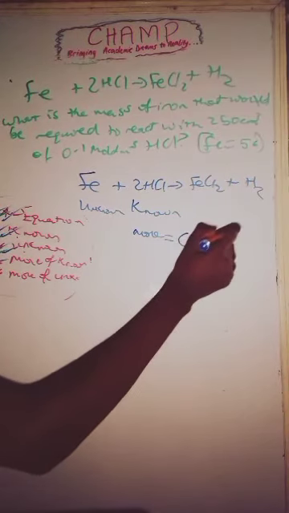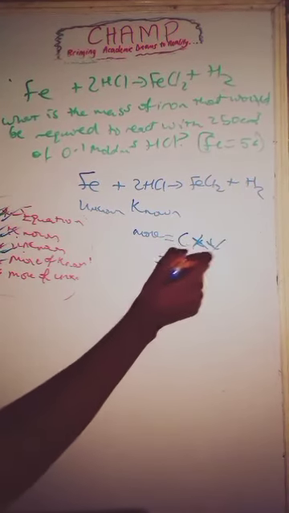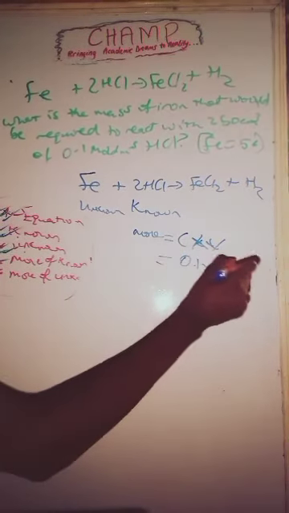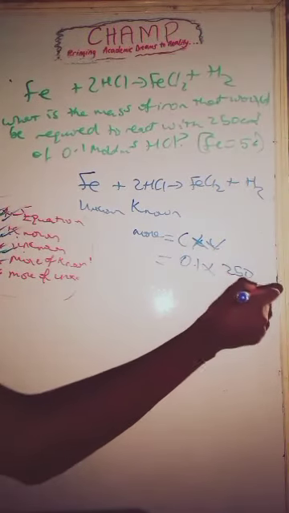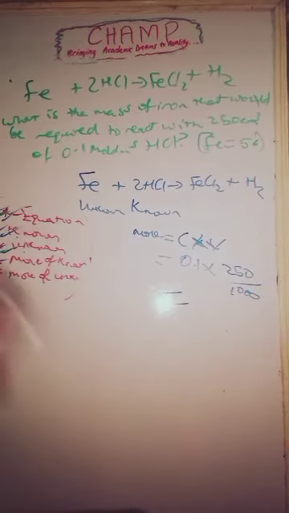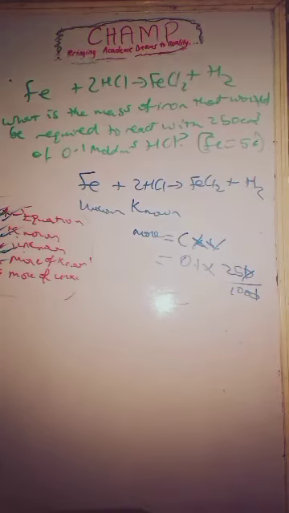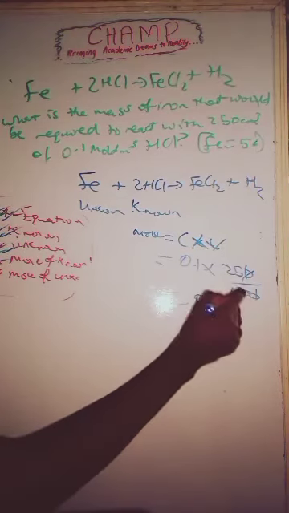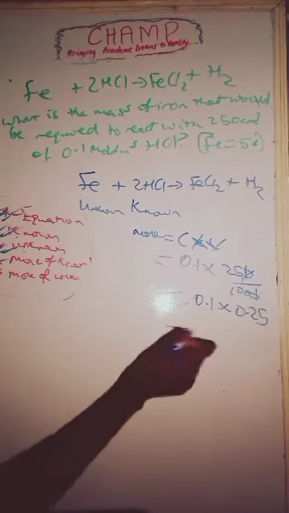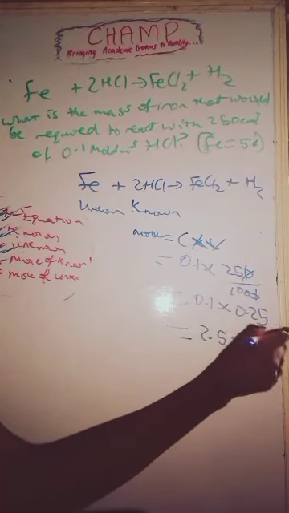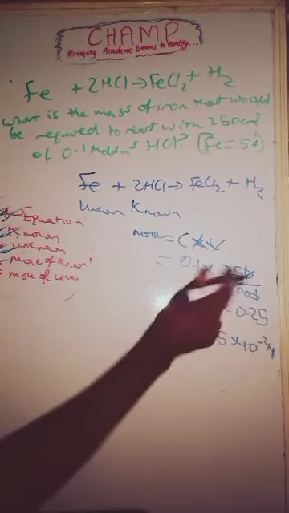Concentration times volume. So what's concentration? 0.1 mole per dm cube. What's volume? 250. But it won't be 250, it will be 250 over 1000. So that's 0.25. 0.1 times 0.25. That's 2.5 times 10 raised to power minus 2 mole.